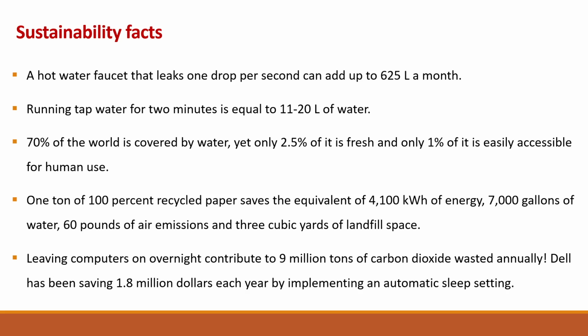So these are the practices. At these points, we can try to apply sustainable practices in our daily life. And similarly, if 1 ton of 100% recycled paper is used, that 1 ton is saving around 4100 kilowatt-hours of energy and 7000 gallons of water, plus 60 pounds of air emissions are also getting reduced. So simple processes can add up to give larger impacts.